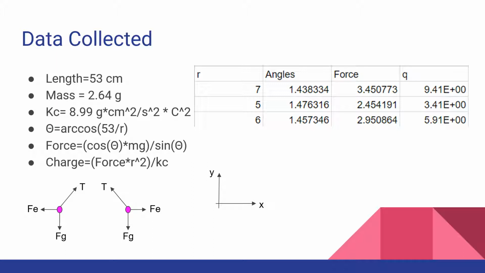To begin, we found R values, and for each trial they were different. We had an R value of 7, 5, and 6 consecutively. To find the angles, we took R cosine of the length times the R value. To find the force, we took the cosine of the angle and multiplied by the mass times the acceleration of gravity and divided that by sine of the angle.